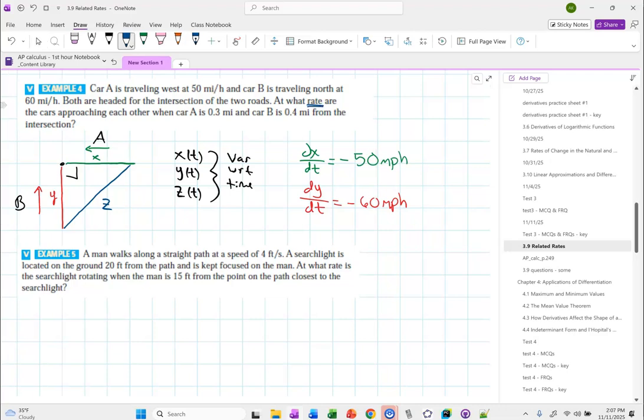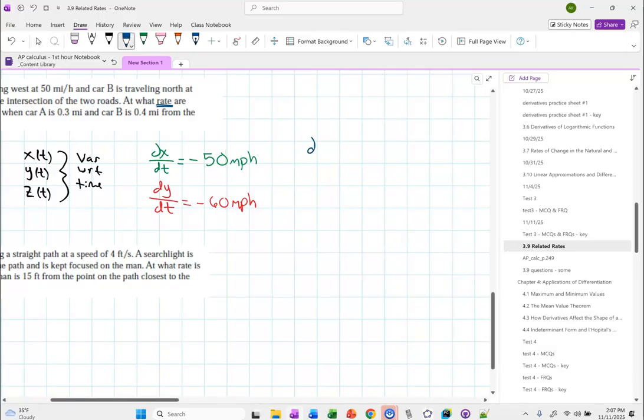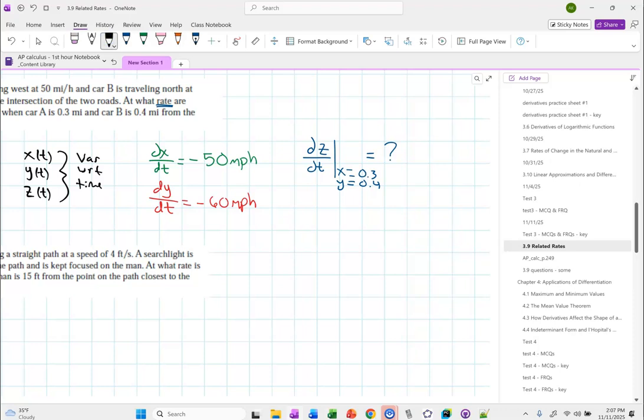So rate. So what should we name that rate? dz/dt. And we want that where x is equal to 0.3 and y is equal to 0.4. Does everybody feel okay? All right. So we've drawn the picture. We've understood the problem. We've denoted our variables and our quantities. Everybody feel good as to how we denoted everything and how we came up with everything?